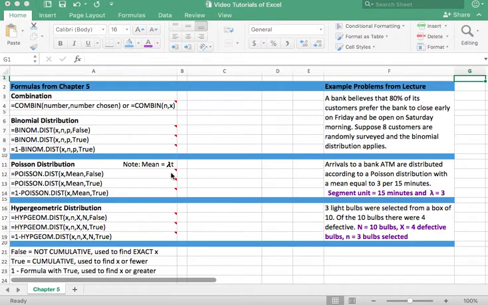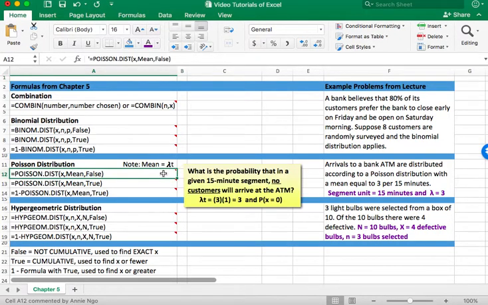So let's go ahead and look at our first scenario. In that ATM problem, we want to know what is the probability that in a given 15-minute segment, no customers will arrive at the ATM. So here we take our lambda of 3, multiply it by our t, which is one segment. We've got one 15-minute segment. And the probability that we're interested in finding is x equals 0, in this case, no customers will arrive at the ATM.